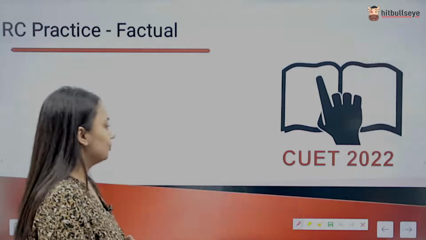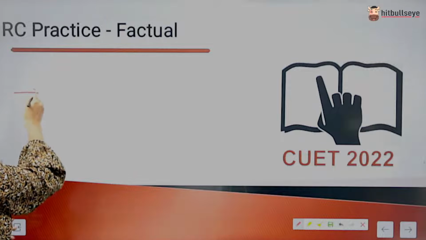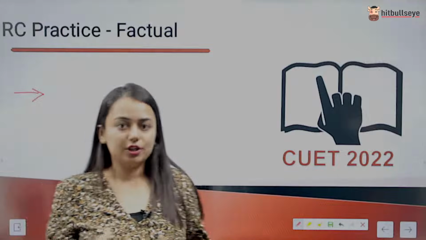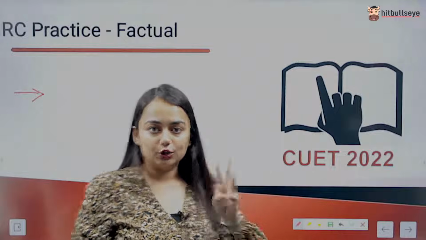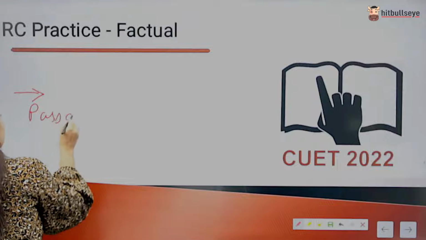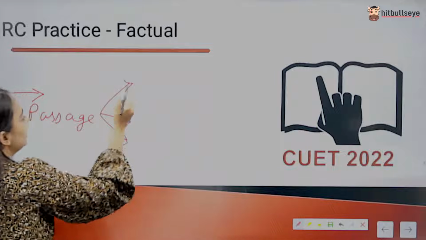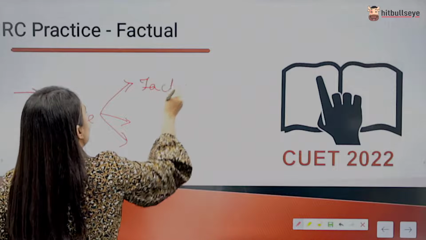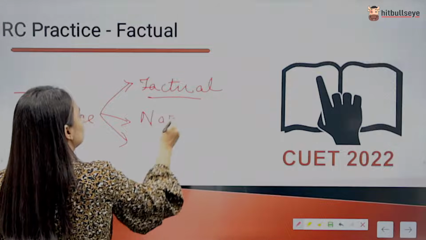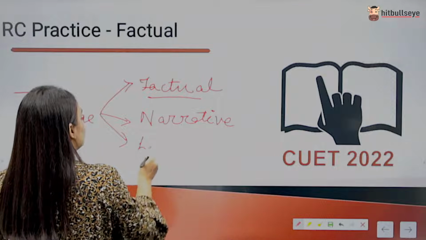So as all of you know that there will be a reading comprehension section in Section 1 of the CUET exam, and if we talk about English language reading comprehension, there will be basically 3 types of passages. The passages will be based on or will be in the form of factual, narrative, and literary style.